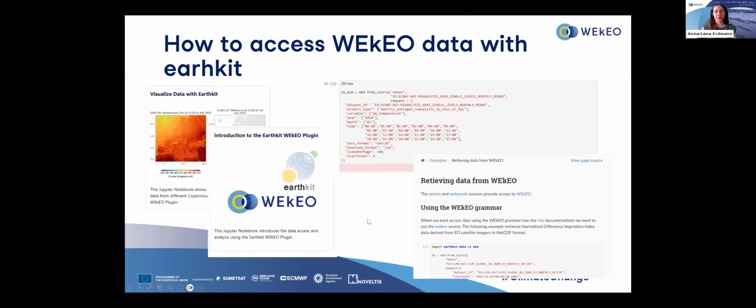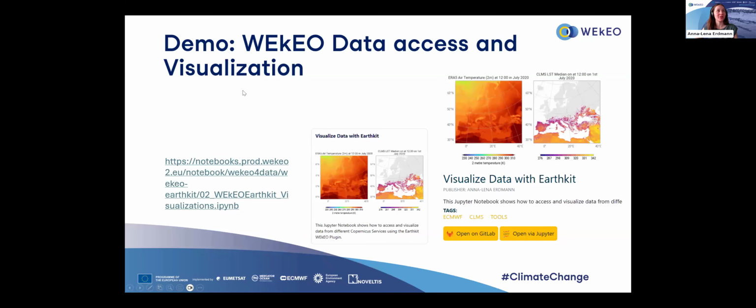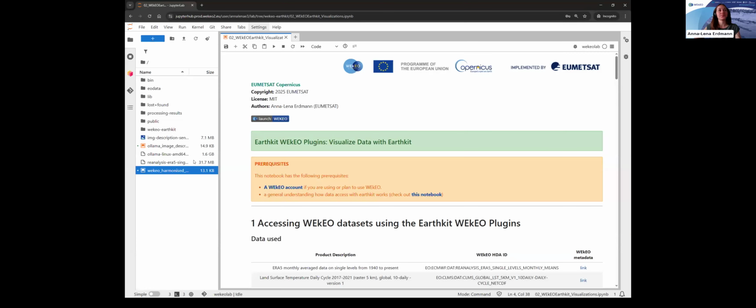There is also a lot of documentation available on how to use Earthkit with the Earthkit WEkEO plugins. And because I think it's always nice to have some interactive part, I will now show a quick demo of the Earthkit WEkEO plugin and how to visualize data with it. And with this, let me switch to my other browser window. So I am now on the WEkEO workspace. You can also go to the WEkEO workspace if you have a user account.